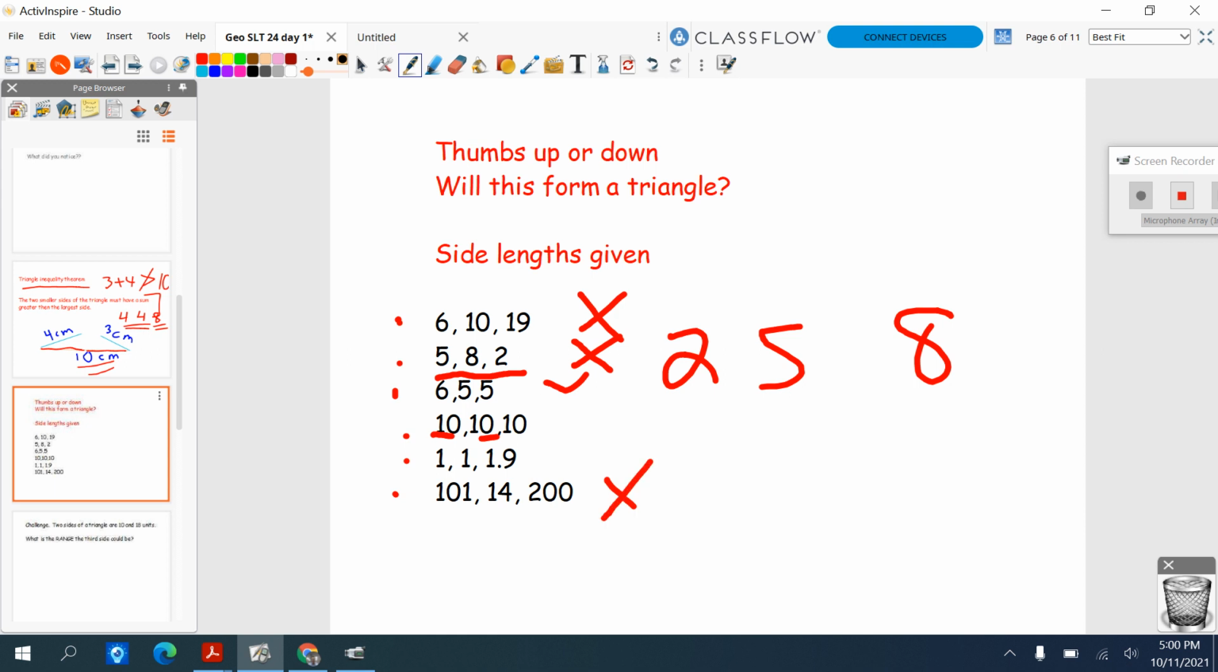Okay. And that's how you use the triangle inequality theorem to know when 3 sides will or will not form a triangle. Okay, moving on.